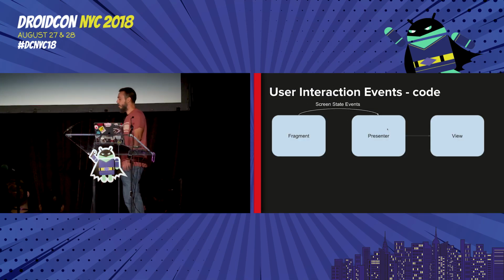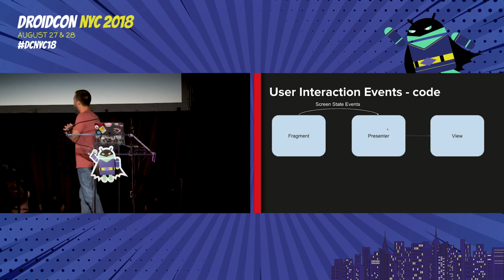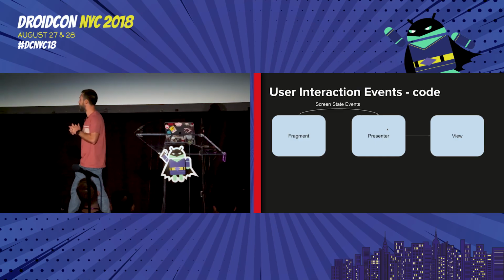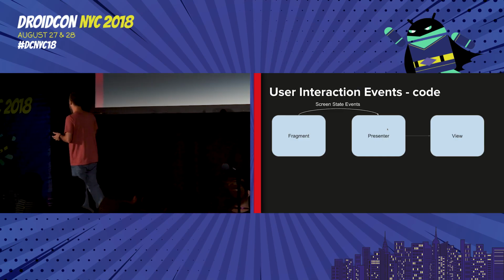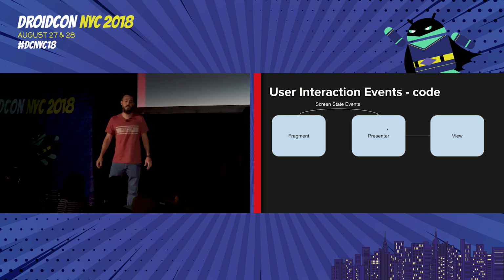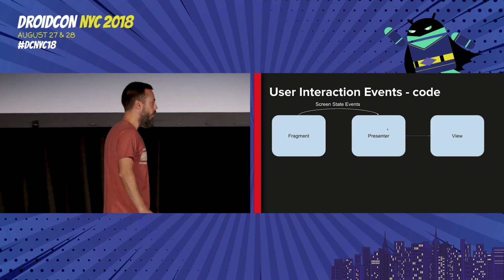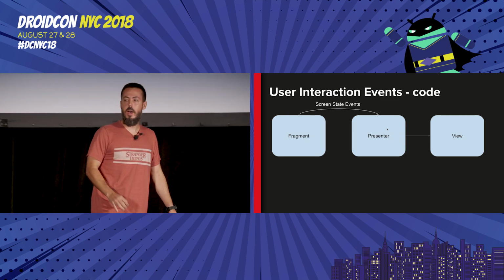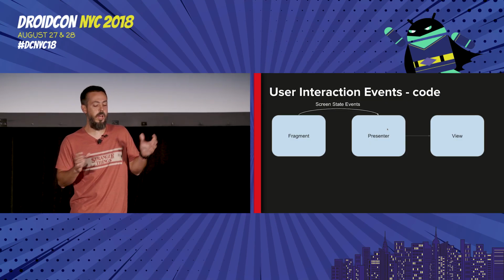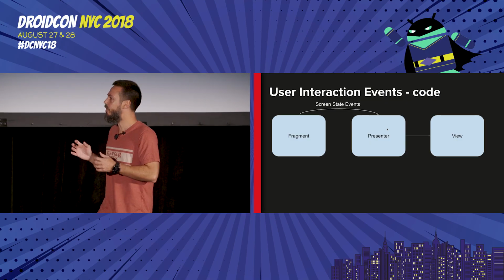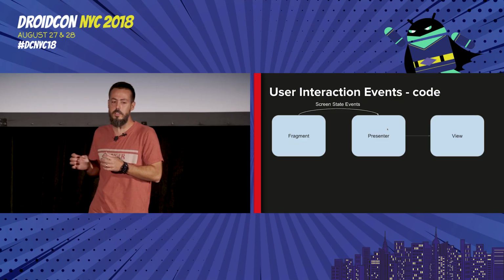Okay, let's see some code about the user interactions. When the user taps a button, or drags something around, or double taps, all these things. As I said before, we have the screen events observable, which is everything that happens with the player. We send it to the presenter. The presenter communicates with the view using an interface.